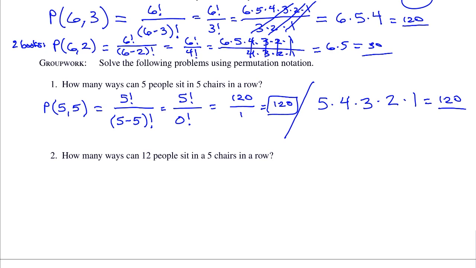Let me show you how that would work on this one. How many ways can 12 people sit in 5 chairs in a row? So that would be 12 pick 5. And so we're going to go down 5 numbers. We're going to go 12 times 11 times 10 times 9 times 8. And what is that? 95,040? Is that right?